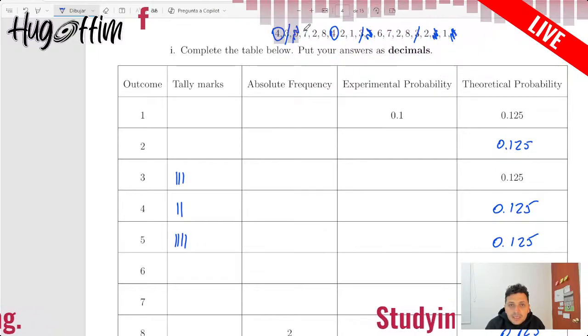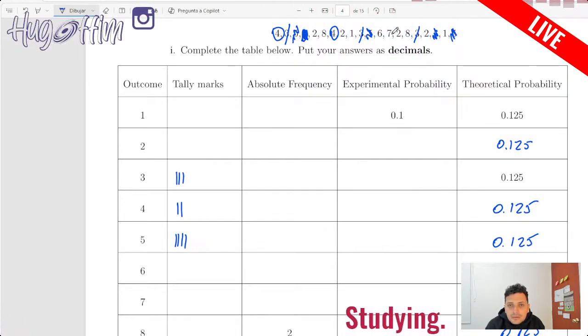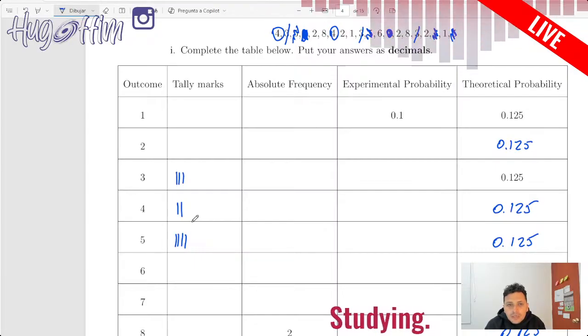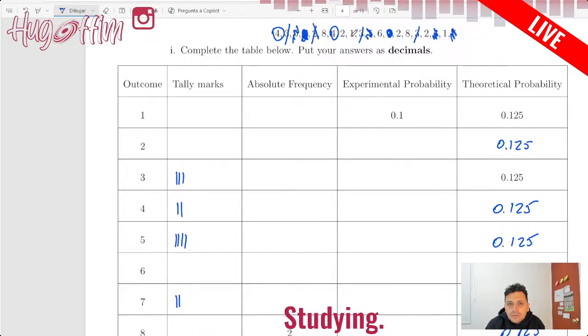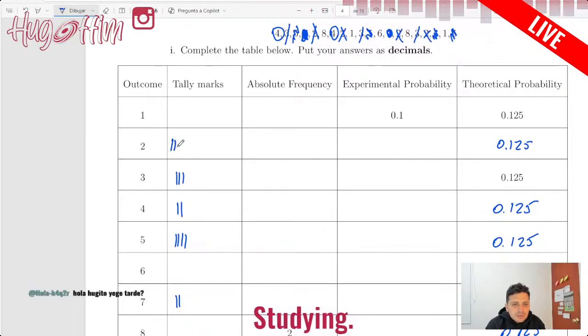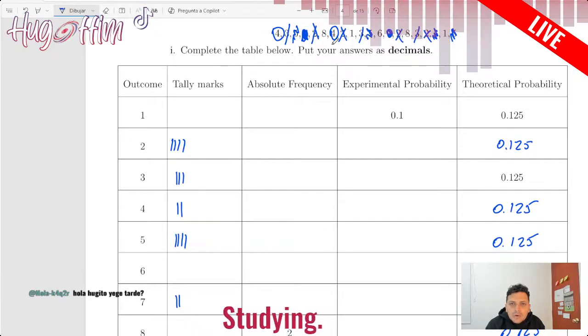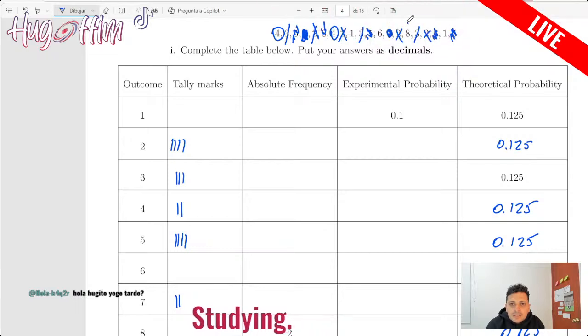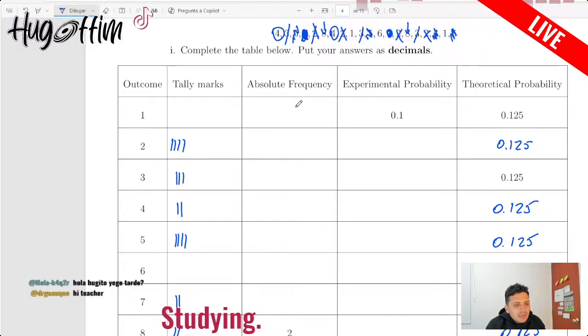7 is 1, 2. Okay, 7 is 2 times. Now I'm going with 2. 2 is going to be 1, 2, 3, 4 times. I'm going to check 8. 8 is going to be 1 and 2 times. 8 is 2 times.